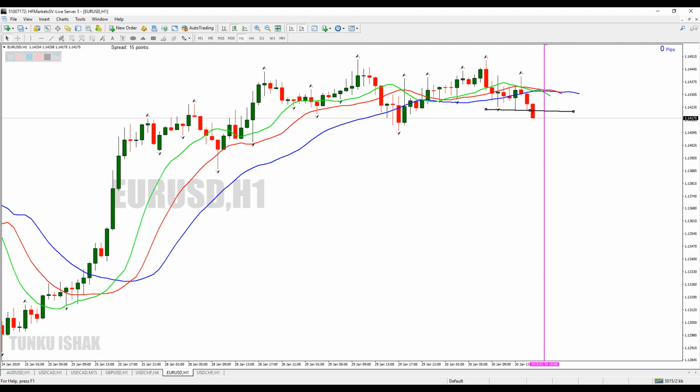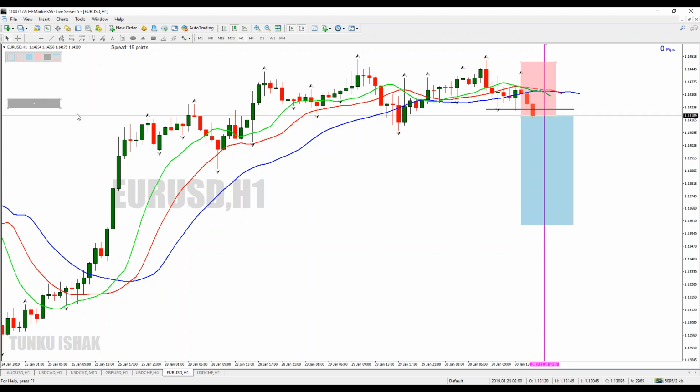I want to see if the price closes below this fractal. Remember, if it closes below, assume now it is 11 o'clock, I will take the short trade here. This is my risk, the stop loss is about 30 pips. And my target is a minimum of 30 pips or 60 pips. This is my target.